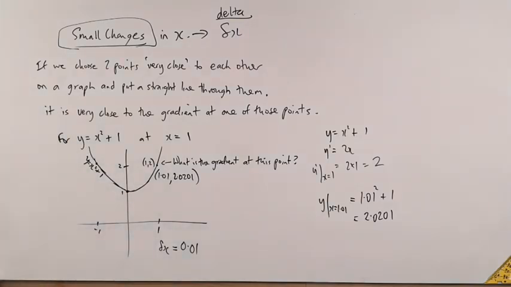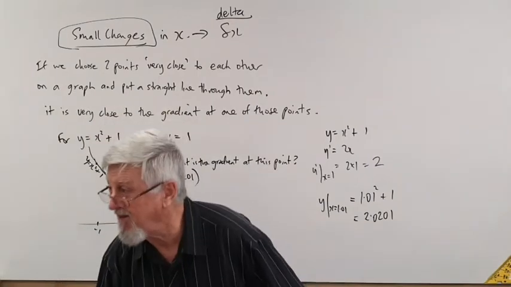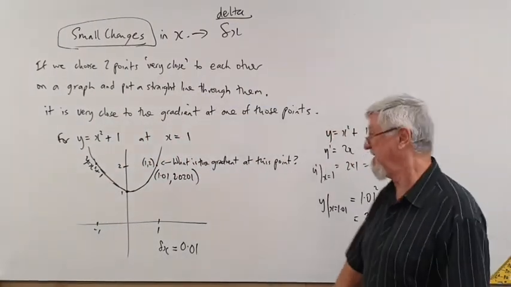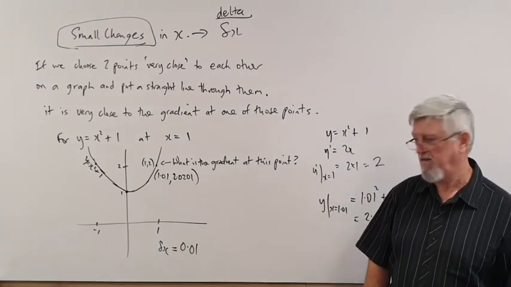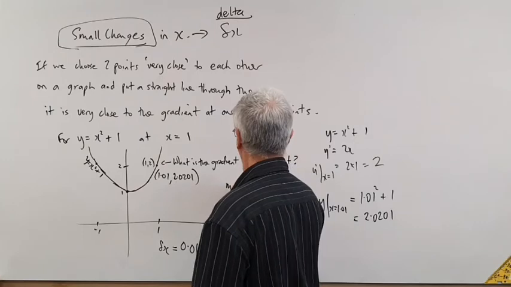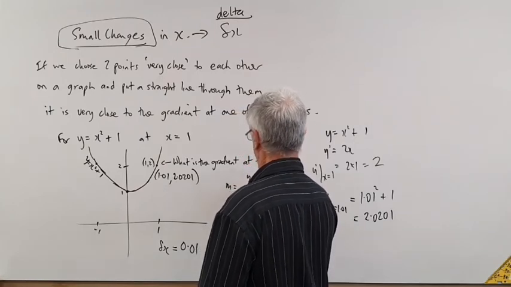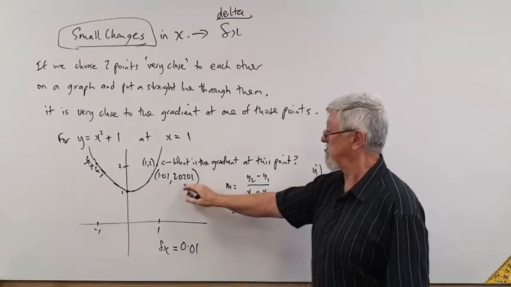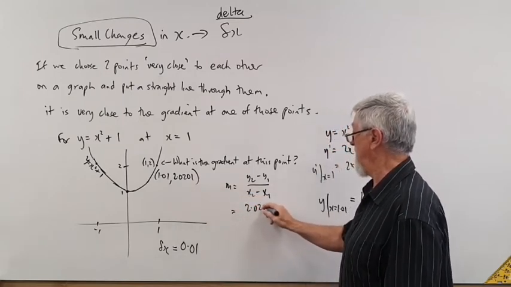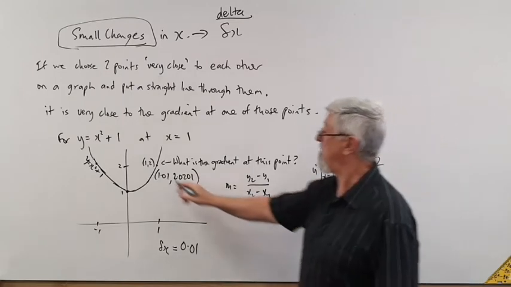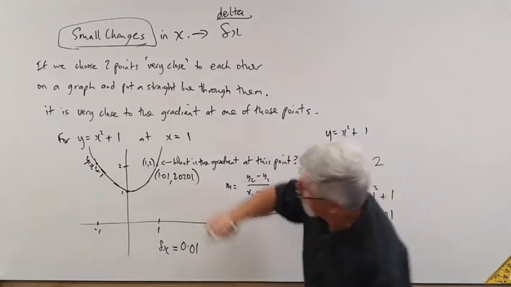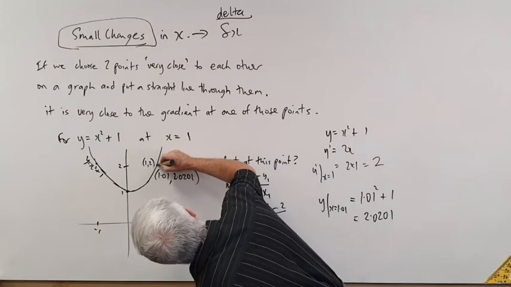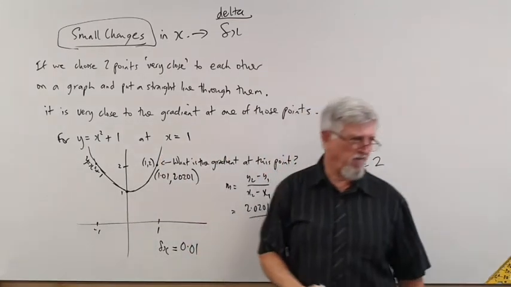I hope this is painful for you. In the moment you just go, oh, just do that. Ready? What do I got to do to get the gradient? Rise over run. So to get the gradient, I've got to go y2 take y1 over x2 take x1. There's my y2, 2.0201, minus my y1, which was 2. If I could draw a little diagram, I've got 2 points like that, a little right angle triangle, with the rise over the run.